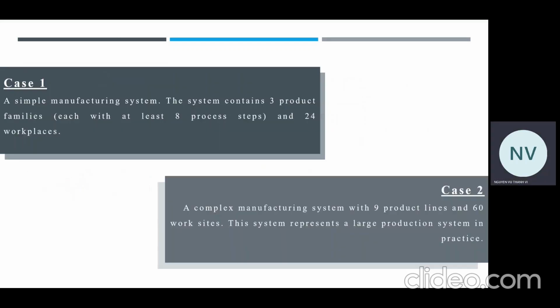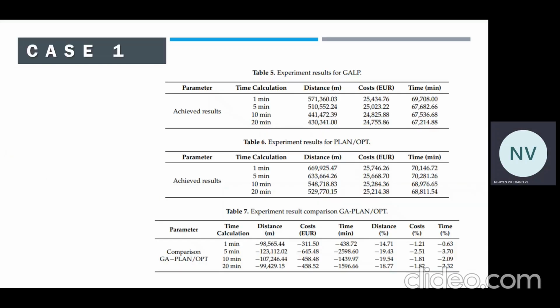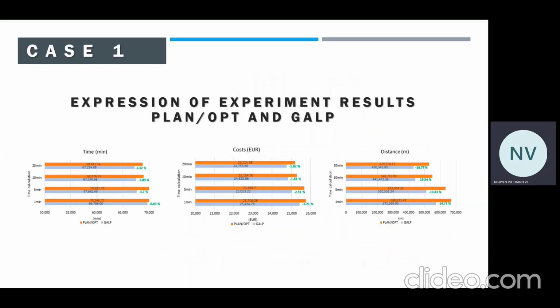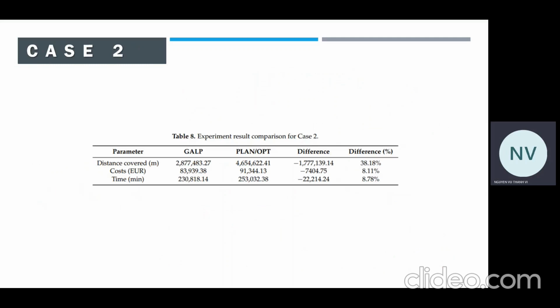Case 1 is a single manufacturing system. The system contains 3 product families, each with 8 types on 24 workplaces. Case 2 is a complex manufacturing system with 9 product lines and 60 work sites. This system represents a large production system in practice. And as a result, it points out that GALP performed better on every criterion in both test cases.